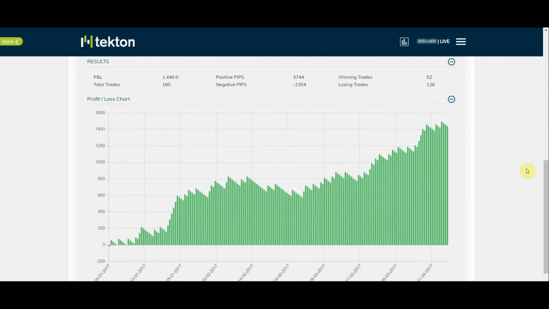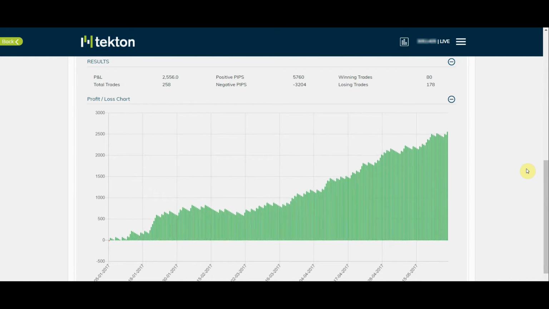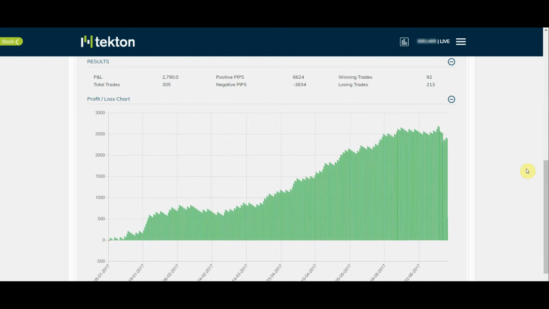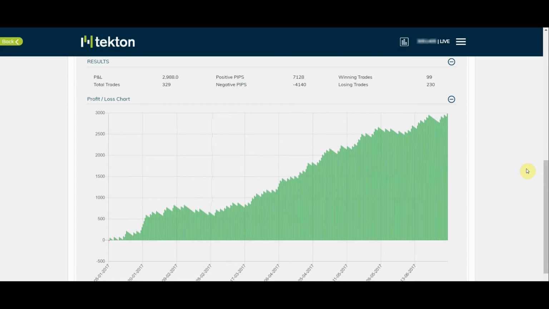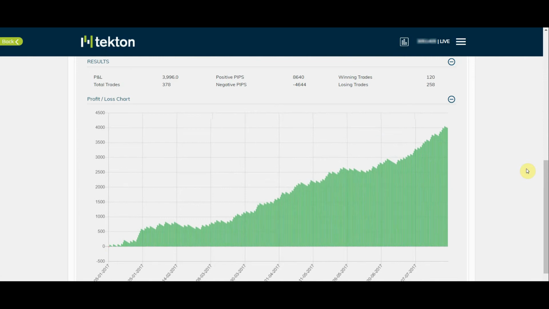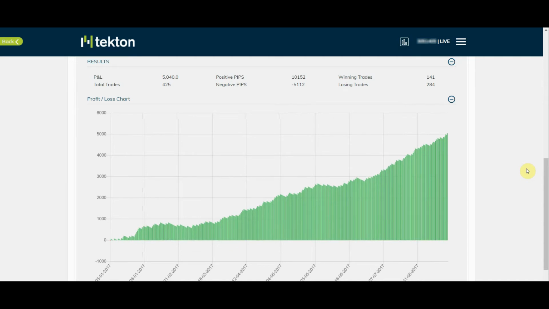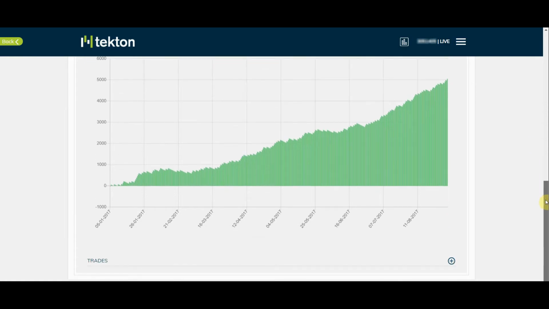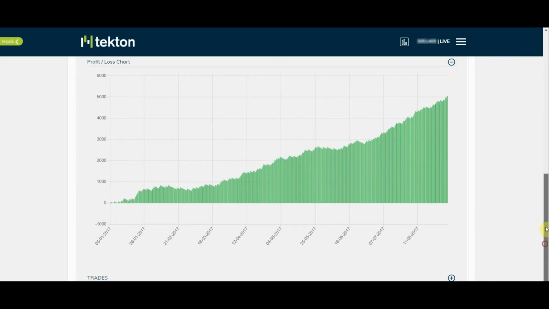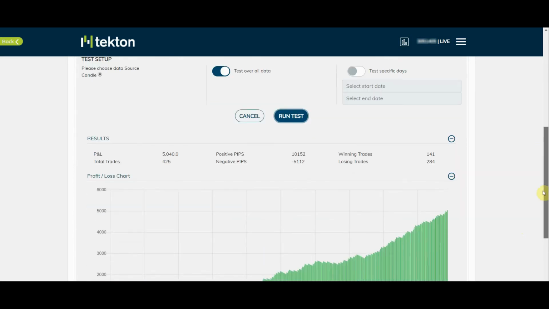You know, there are small pullbacks, I do agree, but overall this is a profitable strategy, a profitable trading system. And when you're using this in conjunction with others, and obviously bring your risk management down, because if you're running 2 or 3 strategies at one time, remember to bring your risk management down. Okay, so this is 8 months. 8 months it's taken to get to 5,000 pips of profit. 425 trades, 141 winning trades, 284.